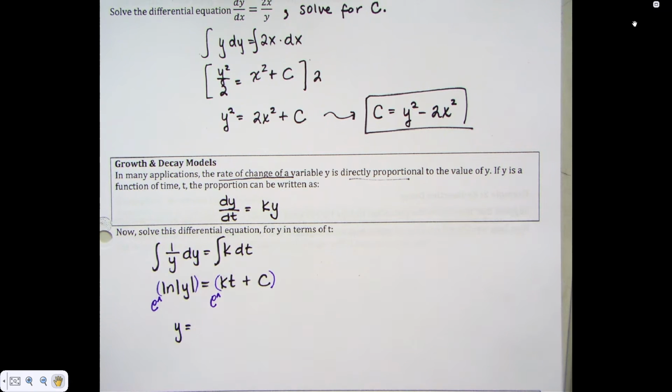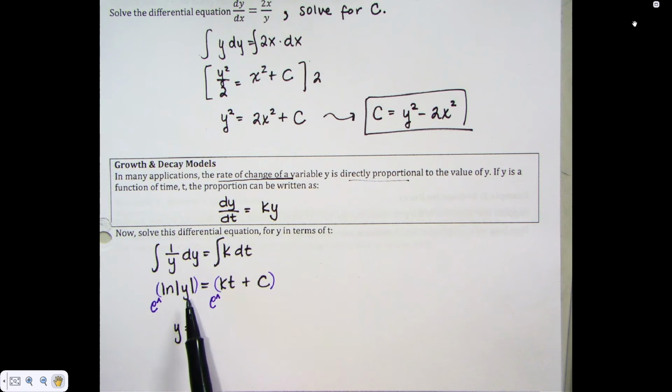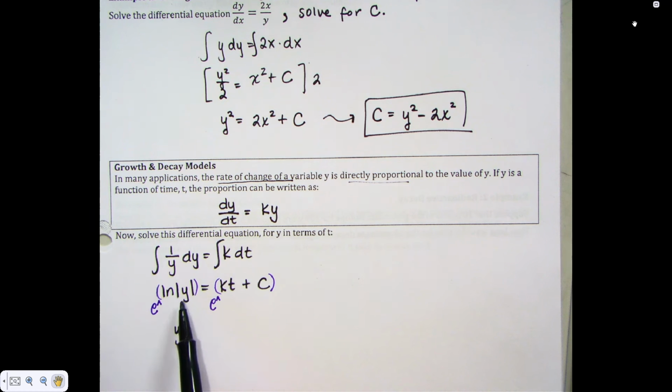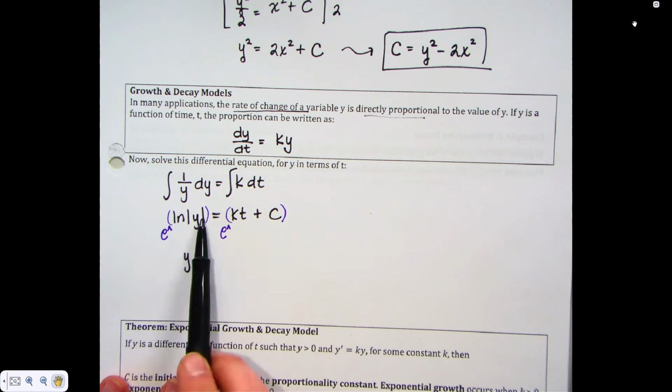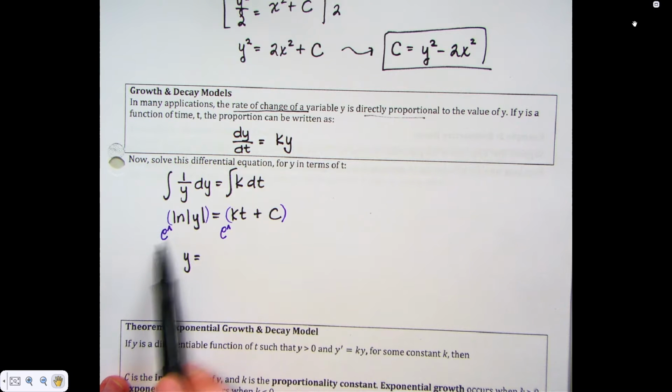We have inverse operations. You might be wondering, well, why do I get to drop the absolute value? Recall that e raised to anything should be a positive number. So the absolute value gets sort of taken care of by raising it as a power of e.